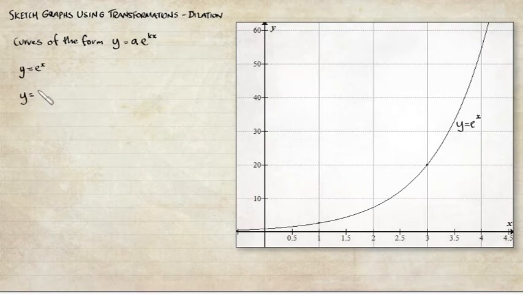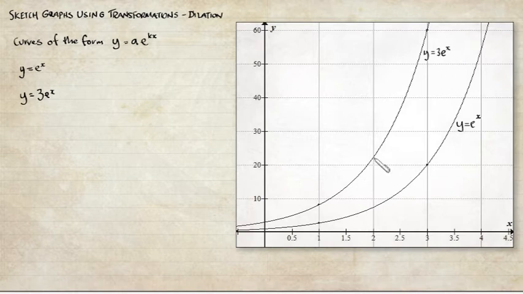Now let's have a look at the curve of y equals 3e to the x, and have a look what happens to those points on this curve. Firstly, let's label the curve. Secondly, let's have a look at the point where x is equal to 2. On the first curve, that point will be equal to e squared. On the new curve, that point will be equal to 3 times e squared.